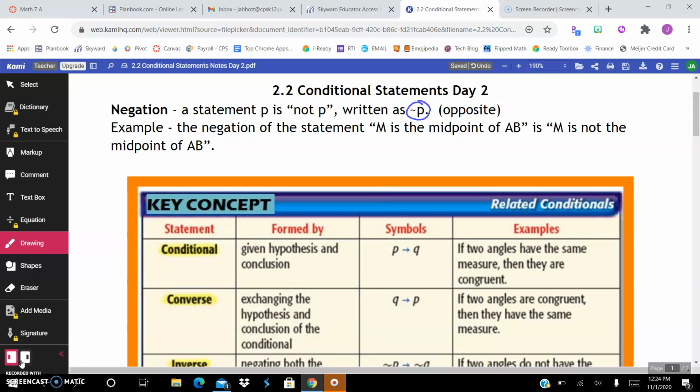Basically, a negation is the opposite of the statement. For example, M is the midpoint of AB. If I asked you to negate that, you would say M is not the midpoint of AB. So if it's true, you're making it untrue.